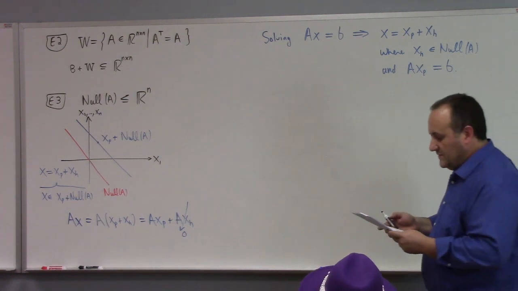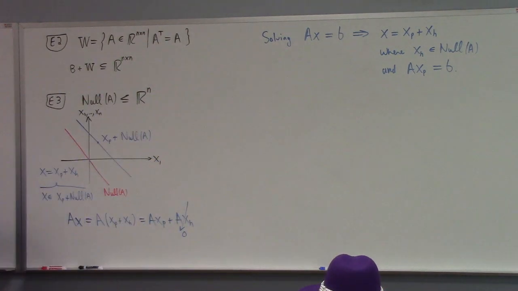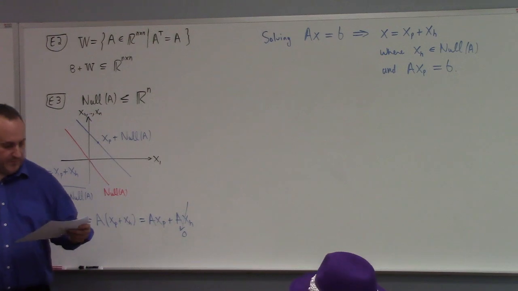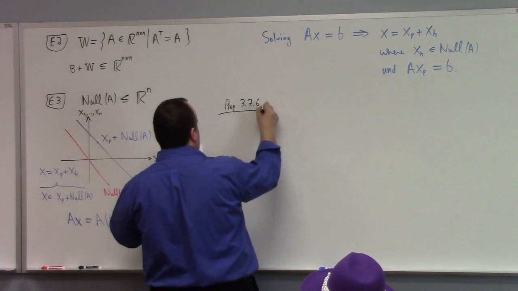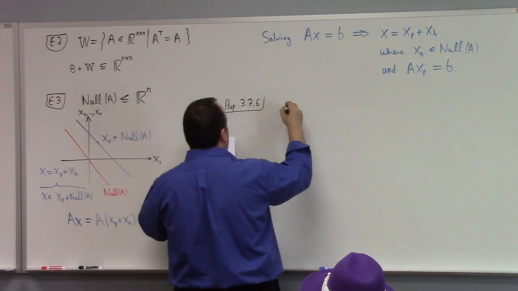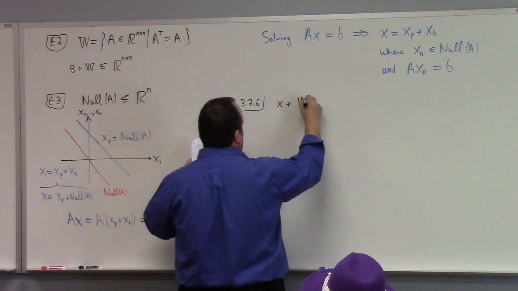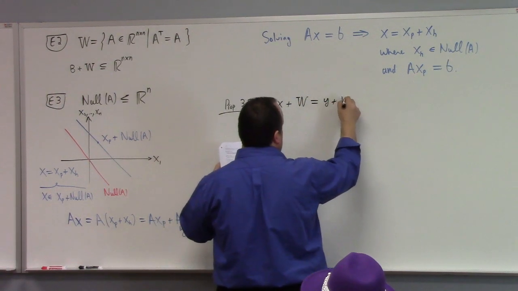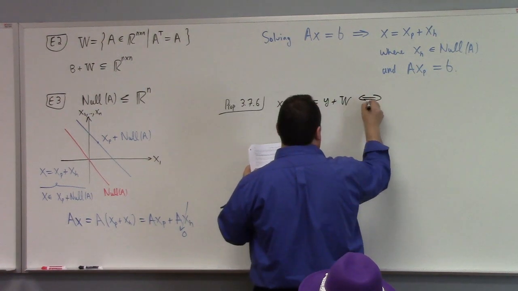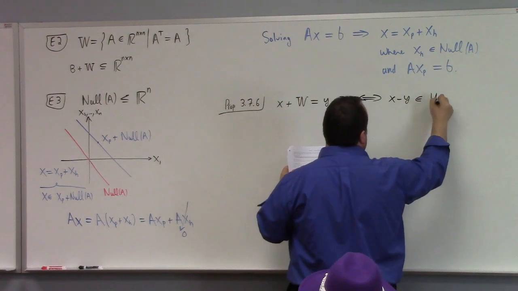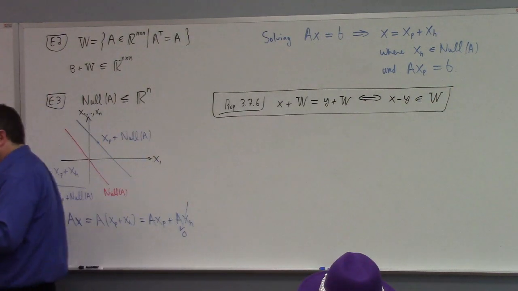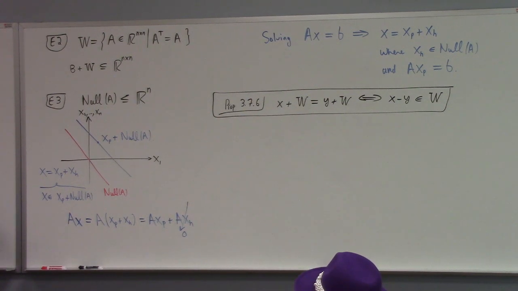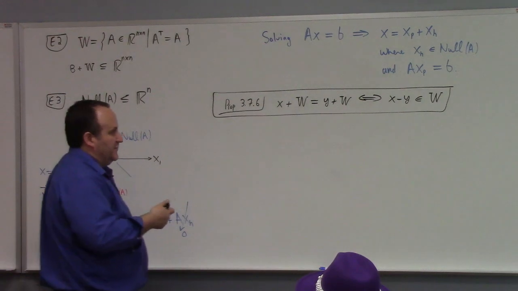So let's first of all develop some basic things. One of the first theoretical tidbits we need is Proposition 3.76. Same context as before, but here's the deal: X plus W is equal to Y plus W if and only if X minus Y is an element of W. So this answers in part the question, how do we judge when two cosets are equal? Two cosets are equal if and only if the difference of the representatives is itself in the subspace. So let us prove this.